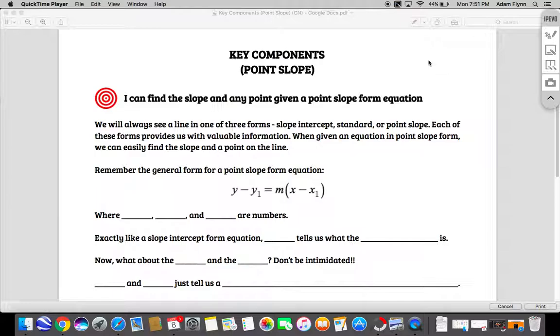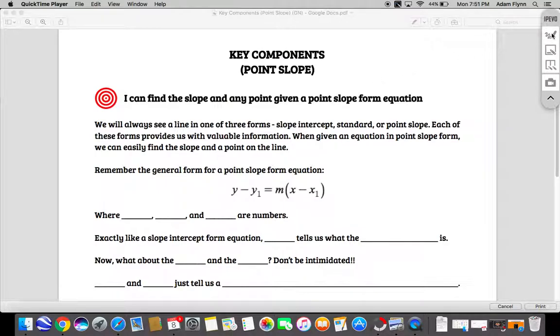We will always see a line in one of three forms: slope-intercept, standard, or point-slope form. Each of these forms provides us with valuable information. When given an equation in point-slope form, we can easily find the slope and a point on the line.